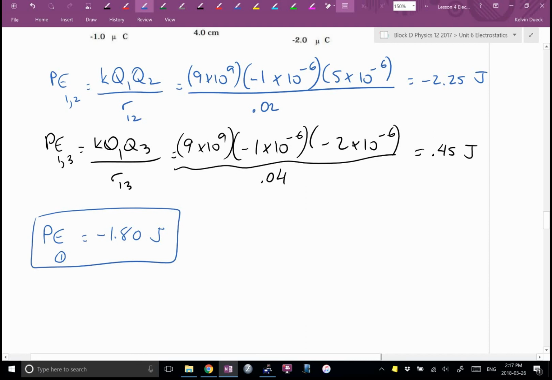What's that negative 1.8 joules telling me? If I wanted to move charge 1 all the way out to infinity, I would have to add 1.8 joules of work to get to 0. And that would be from an outside source. In other words, Munir, if I said, can you move that charge all the way out to infinity? How many joules of energy will that cost me, Mr. Dewick? It'll cost you 1.8 joules to get it to 0.